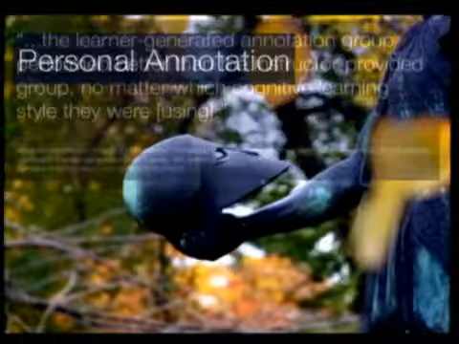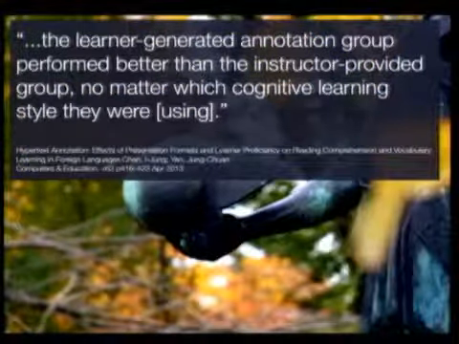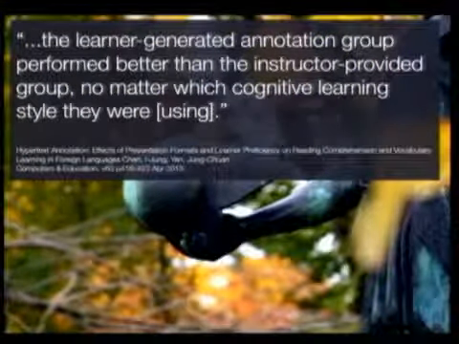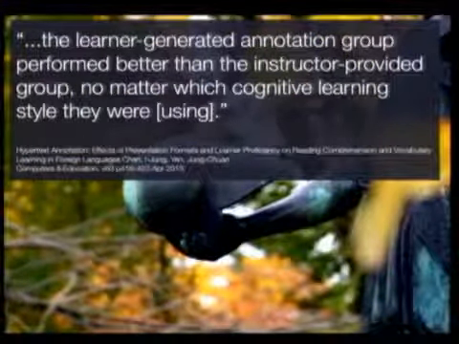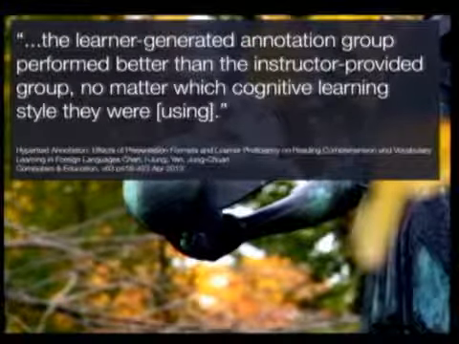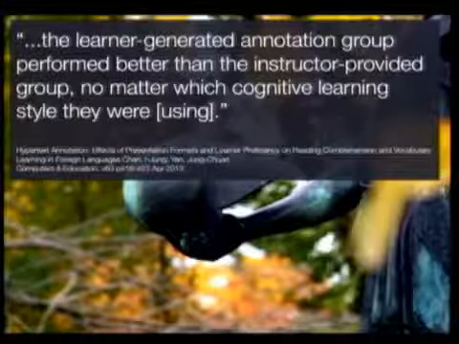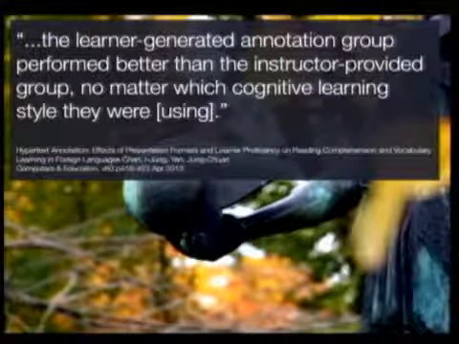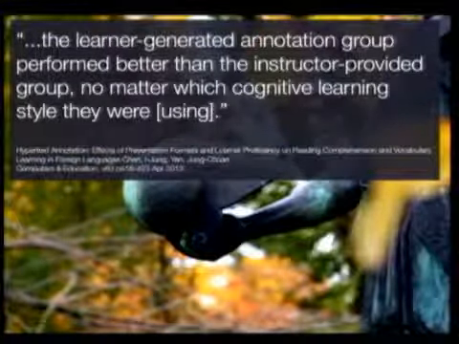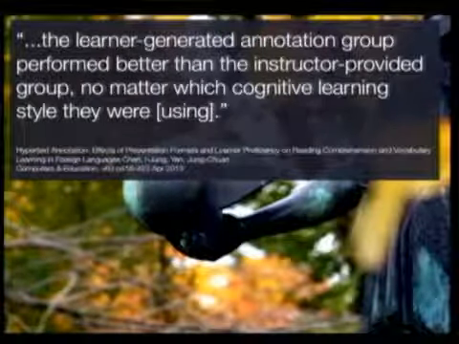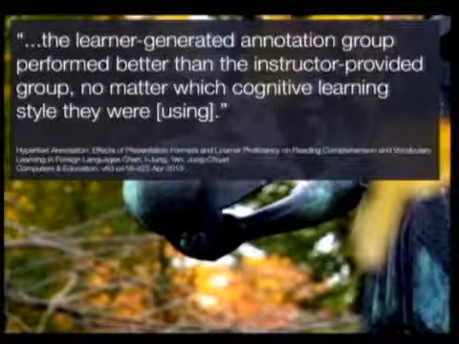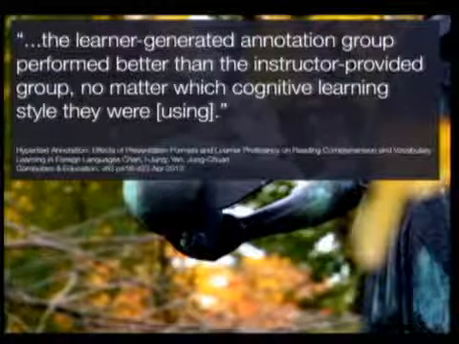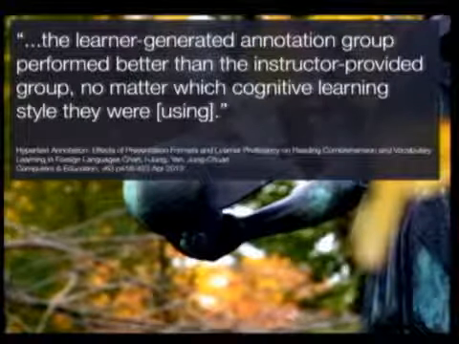One of the research papers from this last year talked about learning for language, and the learner-generated annotation group performed much better than the instructor-provided group, no matter which cognitive learning style they were using. Essentially, the students who were gathered together, and quite often they group together because they have something in common and there's common context, are able to look at language and say, this is like this, taking from their own understandings and mapping it.